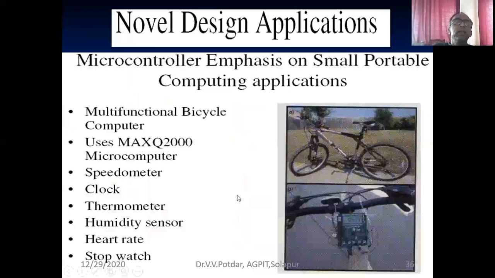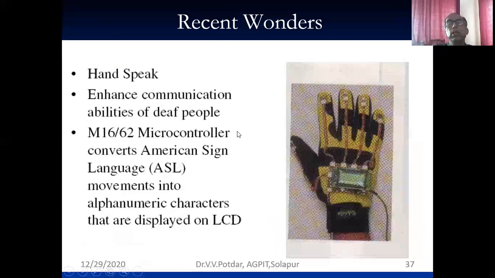In our design applications, we have seen portable computing applications. These microcontrollers are being used in a multifunctional bicycle computer: speedometer, clock, thermometer, humidity sensor, heart rate, and stopwatch. All these things are provided during cycling. You can keep watch on all these human body parameters by using a microcontroller. Now, recent wonderful developments have taken place for the artificial hand. So many sensors are provided on the fingers, and it is a smart hand that can do many functions.